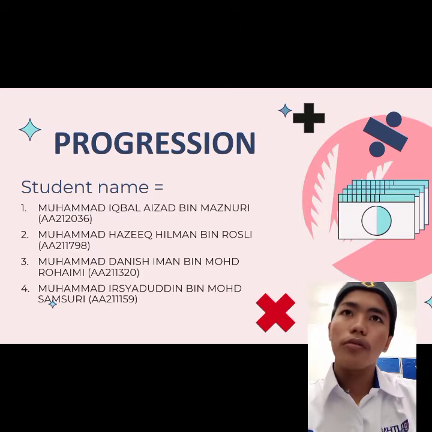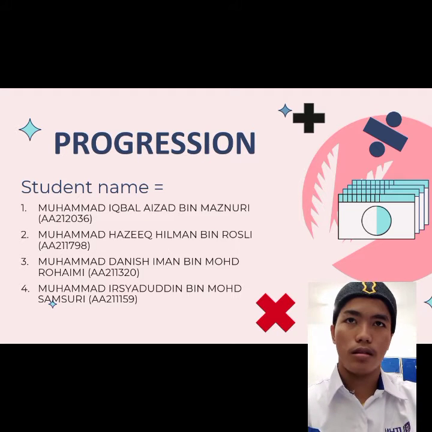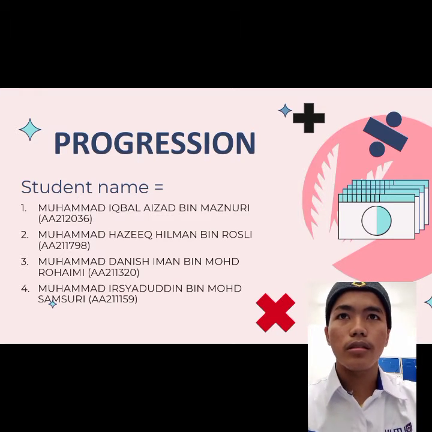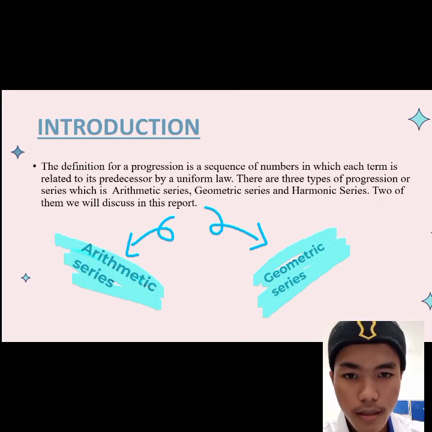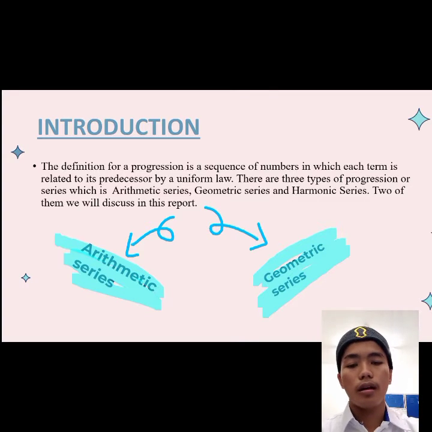Firstly, I will introduce the title, progression. The definition of a progression is a sequence of numbers in which each term is related to its predecessor by a uniform law. There are three types of progression or series: arithmetic series, geometric series, and harmonic series. Two of them will be discussed in this report: arithmetic progression and geometric progression.